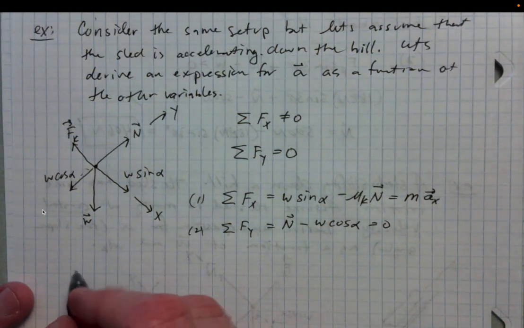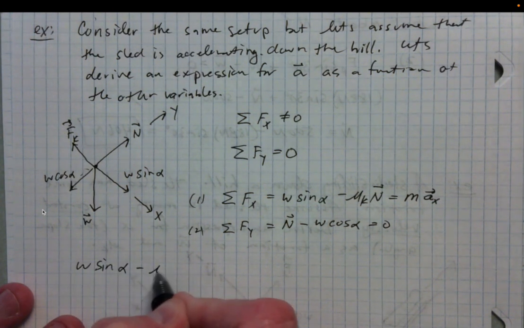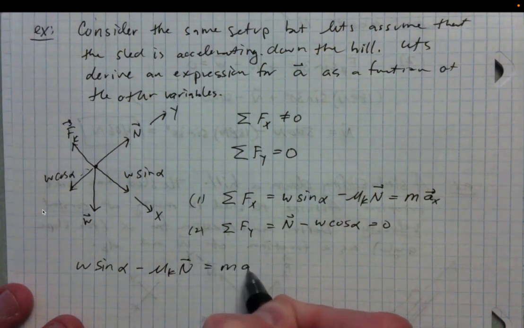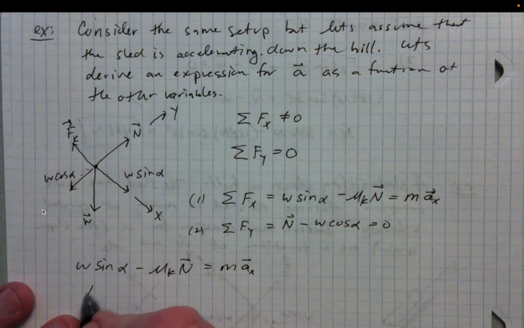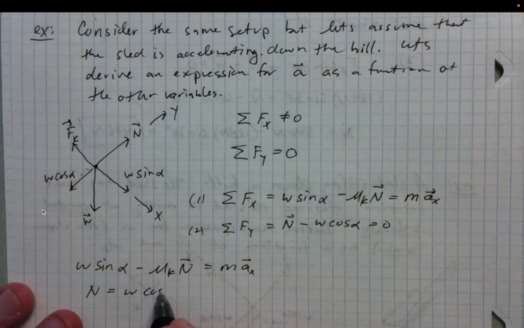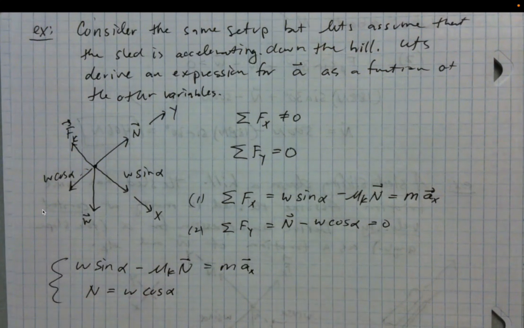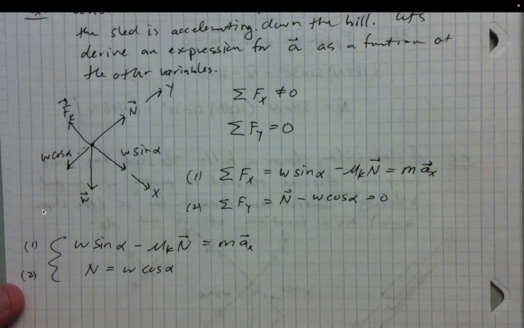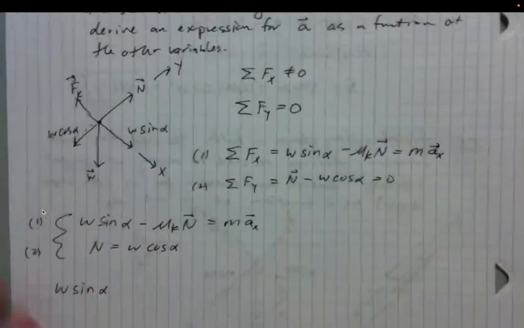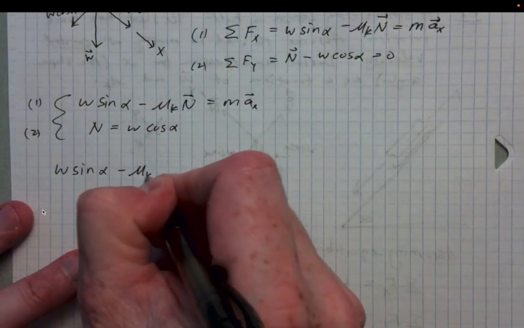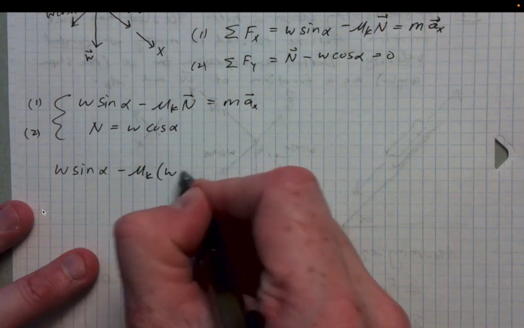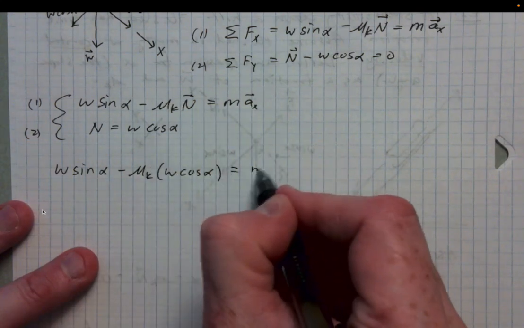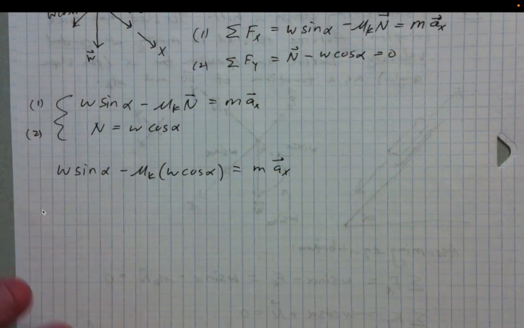So my two equations are W sine alpha minus mu sub k times the normal force equals m times the acceleration in the x direction. And my second one I'm going to write as N equals W cos alpha. Okay, so again, you can probably guess. I'm going to take that W cos alpha and substitute it into equation 1 for the normal force, and then we'll have things simplified somewhat. So I've got W sine of alpha minus mu sub k, now instead of the normal force, I'm going to plug in W cos alpha, and that's equal to mass times the acceleration in the x direction.